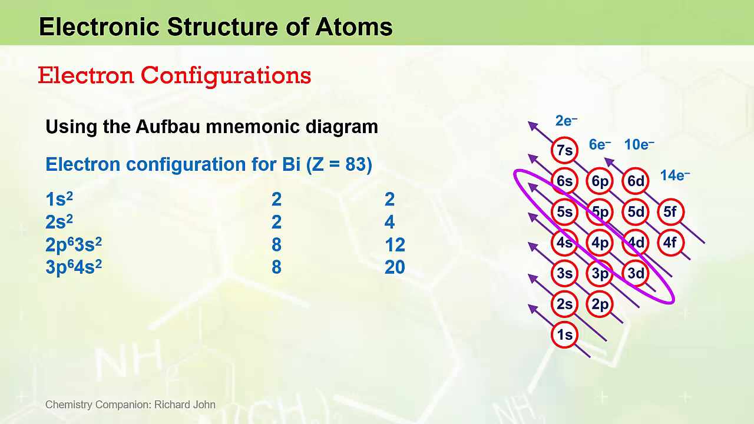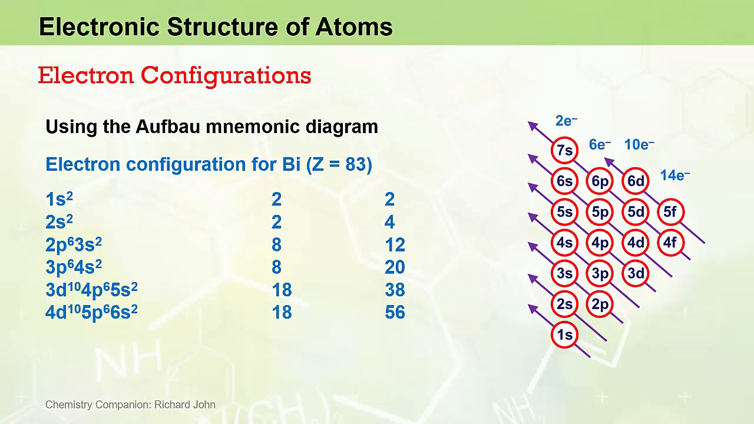Next we fill up 3d, 4p and 5s subshells, which we know have 10, 6 and 2 electrons respectively, so we write 3d10, 4p6, 5s2, using up 18 more electrons for a total count of 38 so far. Next we fill up the 4d, 5p and 6s subshells, which again have 10, 6 and 2 electrons respectively. So we write 4d10, 5p6, 6s2, using up 18 more electrons for a cumulative count of 56. So we're starting to get close to our number of 83 electrons for the bismuth atom.